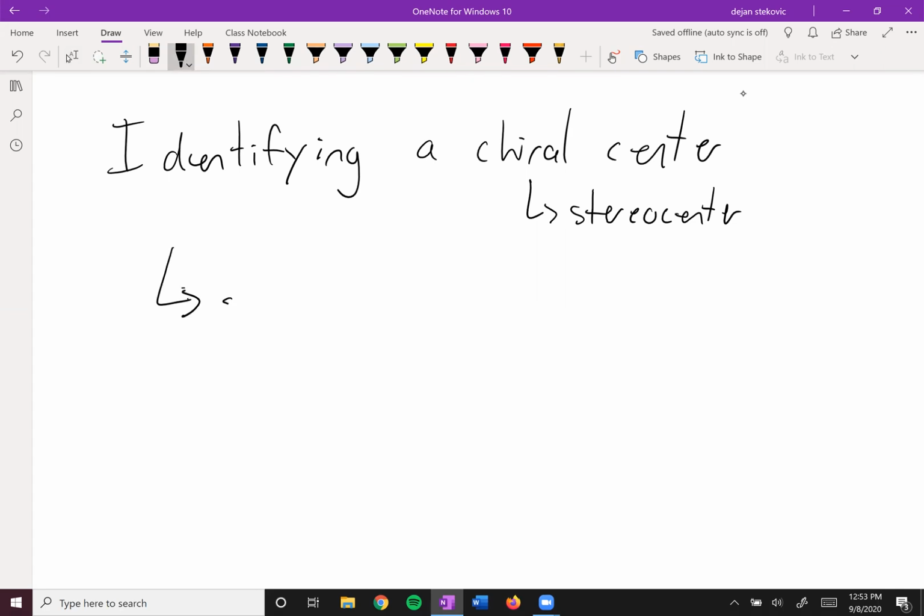It's always going to be an sp3 carbon, so you can ignore the double bonds and the triple bonds, and we'll only talk about carbon, so you can ignore any other heteroatom as well. And so not only does it have to be an sp3 carbon, it has to be an sp3 carbon with 4 different things attached, or 4 different substituents.